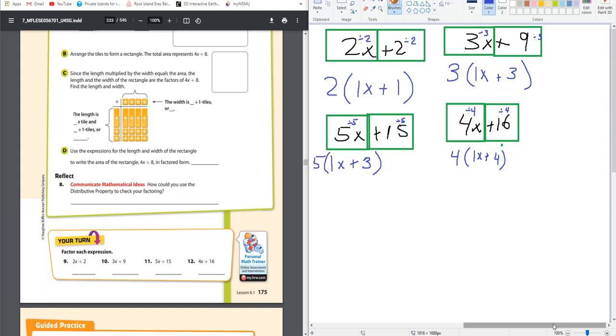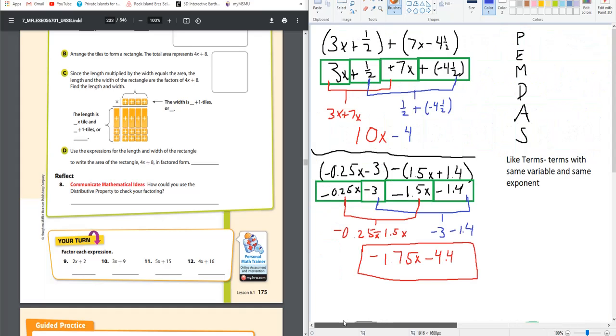So the 3 topics that we went over today start with combining like terms. Again, just follow your PEMDAS. Remember, when you're subtracting a parenthesis, you're subtracting everything in that parenthesis. When you're adding, you're adding everything in the parenthesis. Like terms will always have the same variable and same exponent. If there's no variable, then they're also like terms.